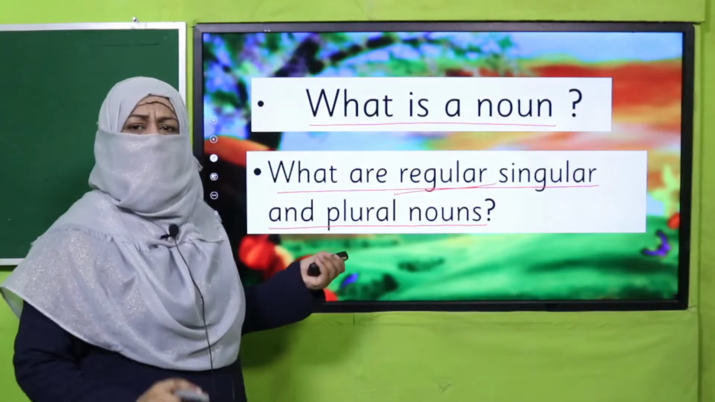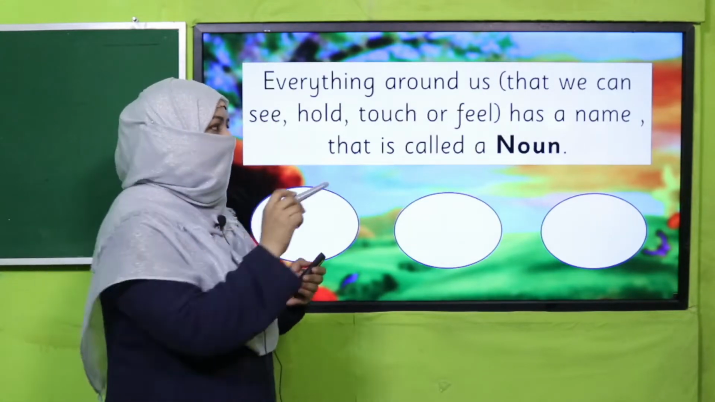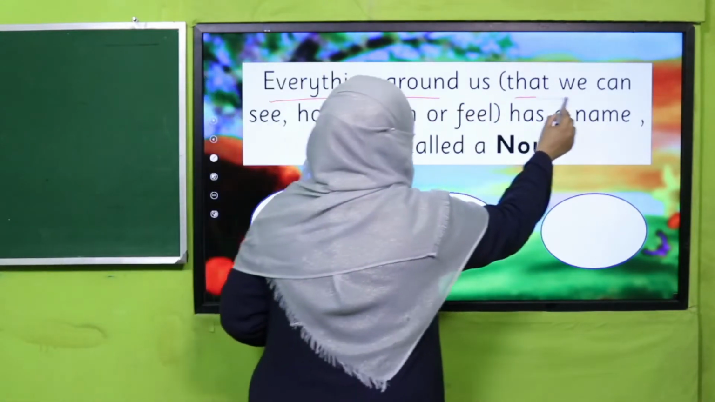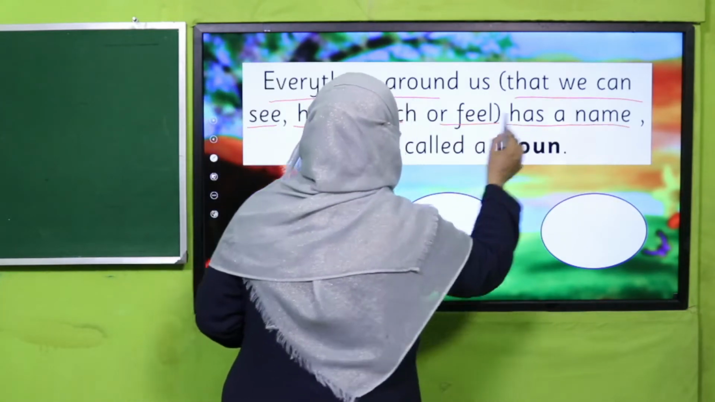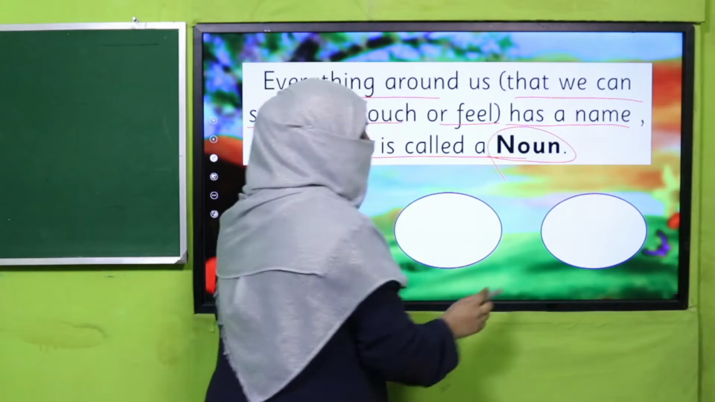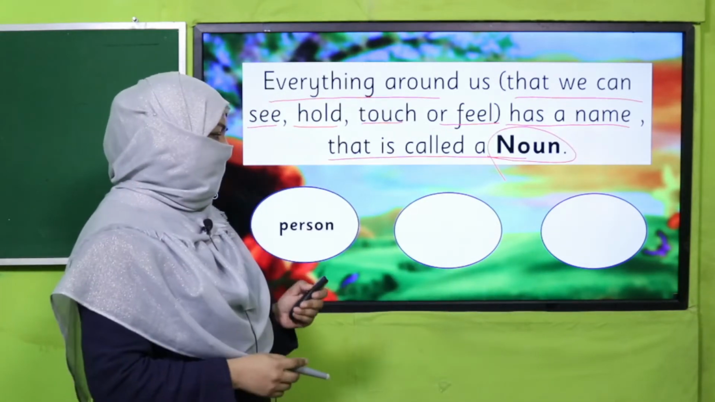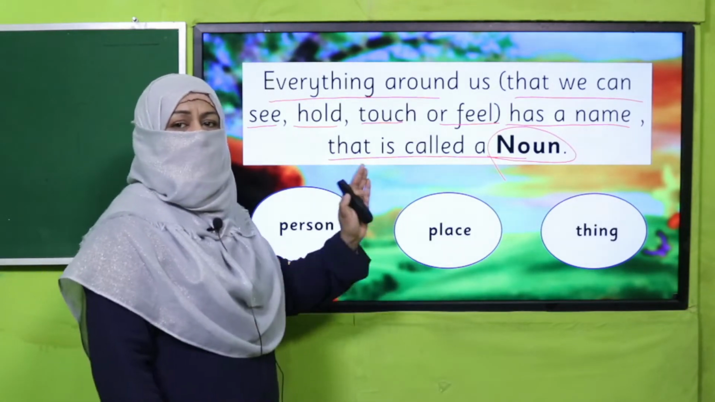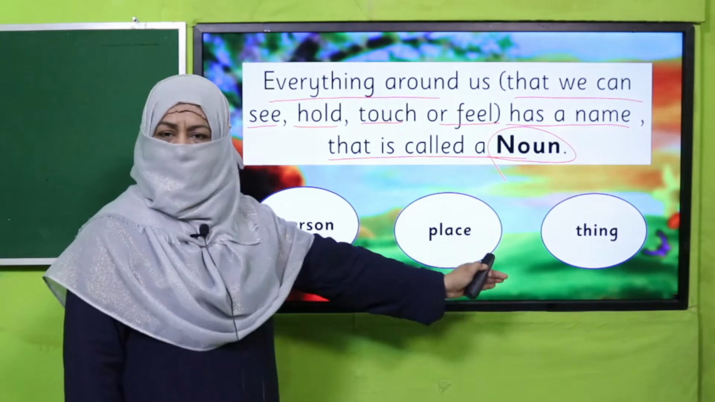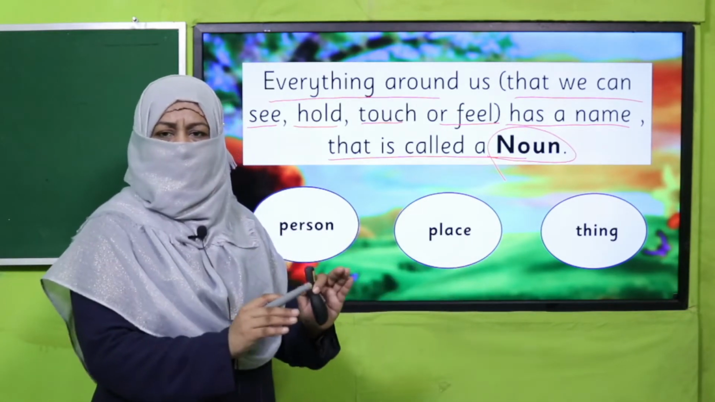Yes, my dear students, I hope you could recall that everything around us which we can see, hold, touch or feel has a name, and that is called a noun. Okay, so a noun is everything around us. It may refer to a person, to a place or to a thing. Means it can be the name of a person, name of a place or name of a thing, and thing includes all the living and non-living. Remember this, I have taught you many times.